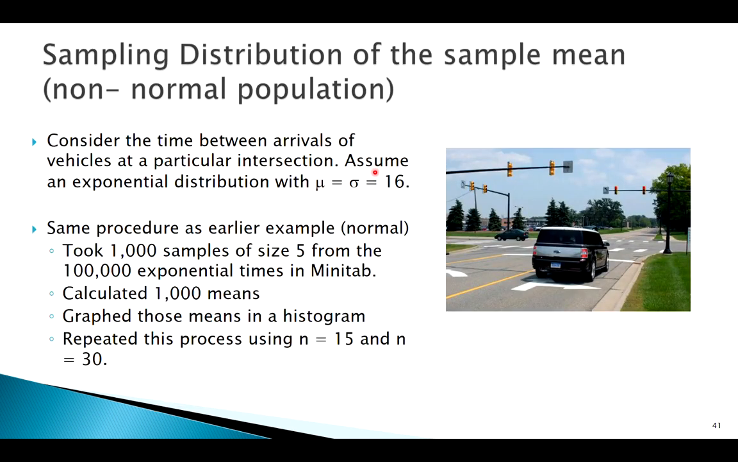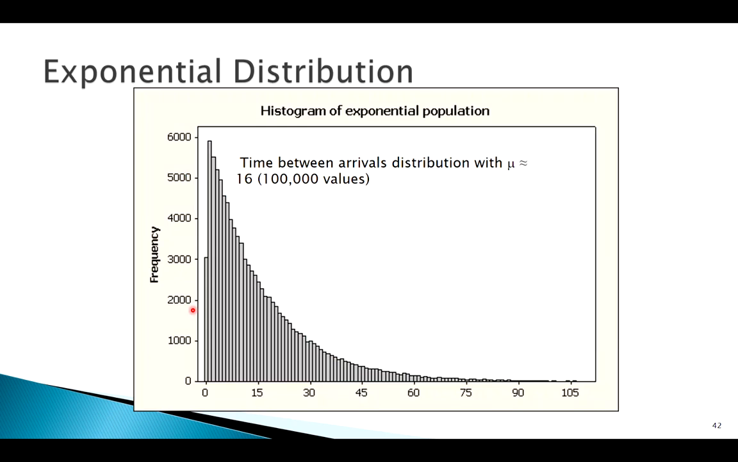I used here again an exponential distribution with a mean of 16. And one interesting thing about the exponential distribution is mean and standard deviation are the same. Okay, so I repeated our previous process, took very similar steps. The difference here is I'm sampling from a non-normal population rather than a normal. I still simulated 100,000 people or things in my population. And I'm going to take 1,000 samples of size 5, 15, and 30, and we're going to see if we see some of the same results, some of the same patterns.